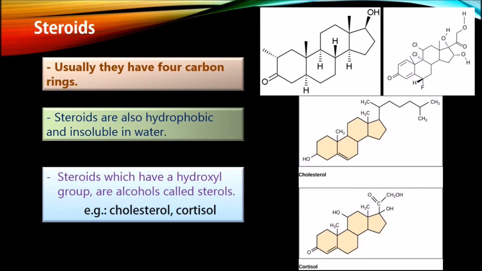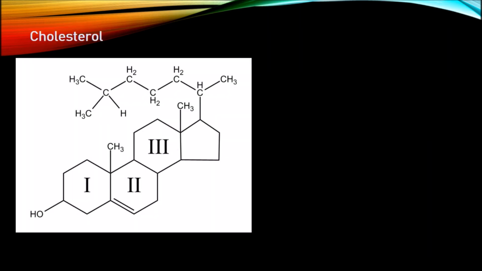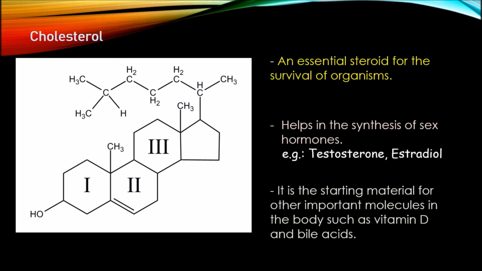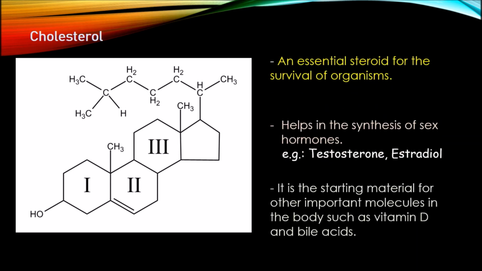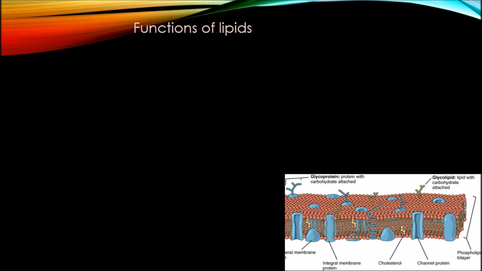Cholesterol. It is an essential steroid for the survival of organisms. It contributes to the synthesis of sex hormones like testosterone and estradiol. Cholesterol is generally synthesized in the liver. Also, the food we eat gives the body extra cholesterol. Cholesterol is the starting material for other important molecules in the body such as vitamin D and bile acids.